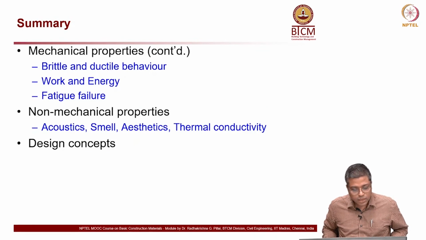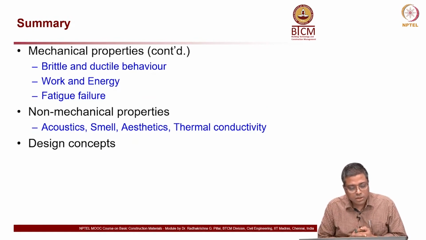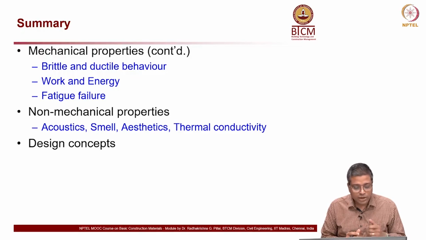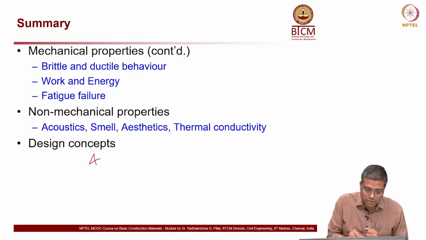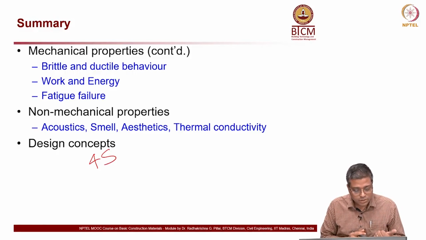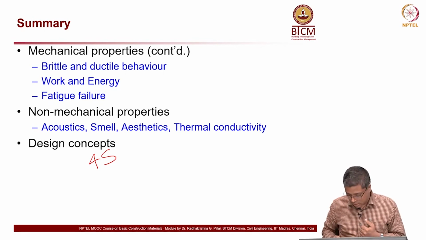Now, to summarize, we talked about brittle and ductile behavior, work and energy, and fatigue failure. Then we talked about non-mechanical properties such as acoustics, smell, very briefly though, but these are important things to cover, aesthetics, thermal conductivity, and finally we looked at the 4S design concepts. These are strength, serviceability, service life and sustainability.